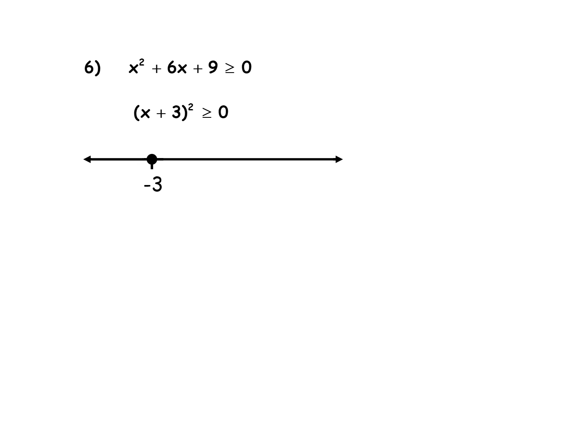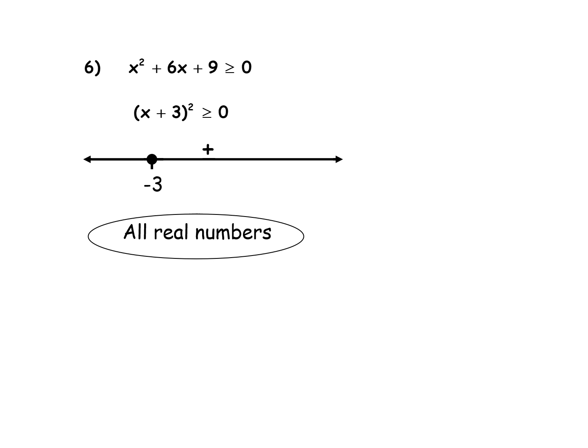So let's say I plugged in 100. That would give me a positive answer. And if I plugged in a negative number, it would also give me a positive answer. So no matter where I am on this number line, I'm going to get positive numbers. So therefore, if I'm looking for where it is greater than or equal to 0, my answer would have to be all real numbers. Any number I plugged in would make this true.